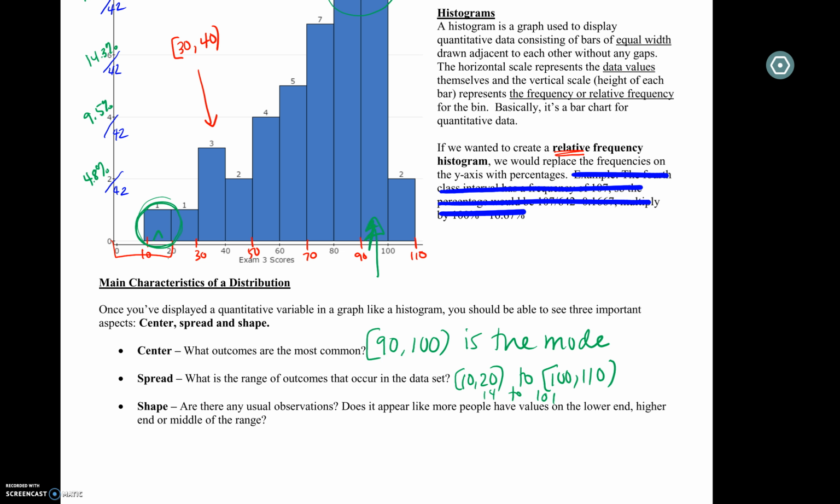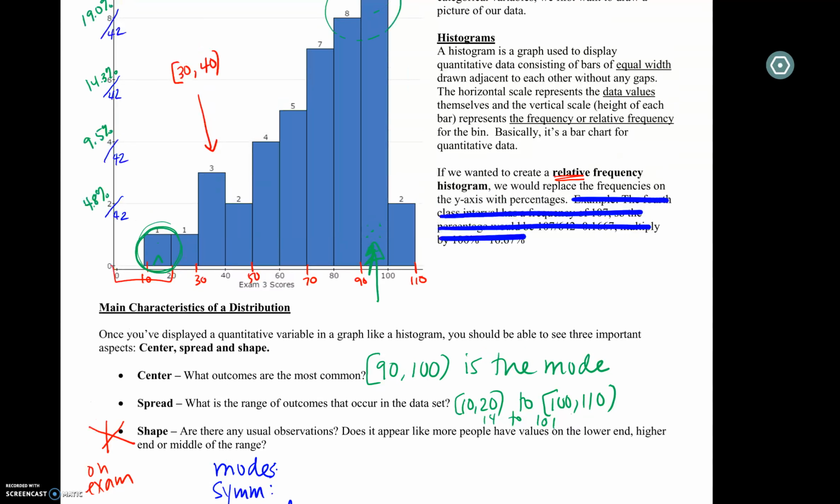Any unusual observations? Does it appear like people have more values on the lower end, higher end, middle of the range? What we're going to do on the next page is get the 3 different definitions of shape, which we talked about in class. So I'm going to just skip that next page. So there were 3 pieces to our shape. And this, by the way, is something you may be expected to do on an exam. Just the shape portion. Not guaranteed, but it's something I've asked before. So you need to know what these 3 parts are and then how to interpret them. So how many modes? What's our symmetry look like? And is there anything unusual to talk about?